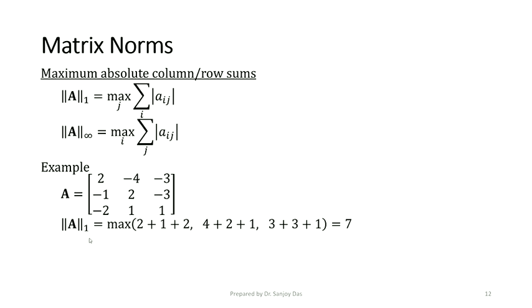Here's an example. For the L1 norm, I'm summing over the columns, taking absolute values: 2, 1, and 2; then 4, 2, and 1; then 3, 3, and 1. The maximum gives me 7. For the L infinity norm, I do the addition row-wise: 2, 4, 3; then 1, 2, 3; then 2, 1, 1. That gives me 9.